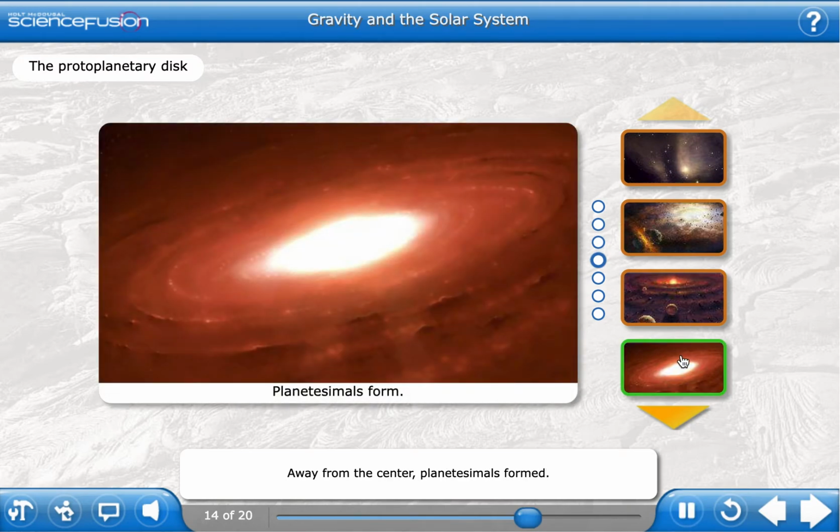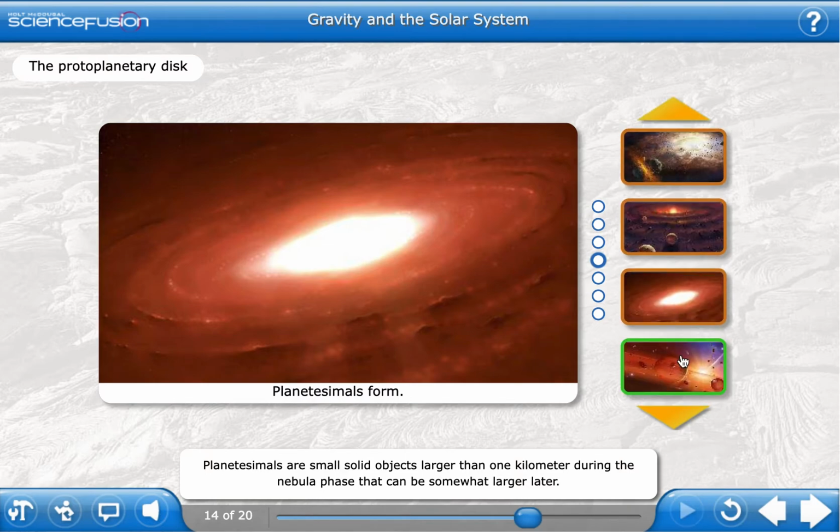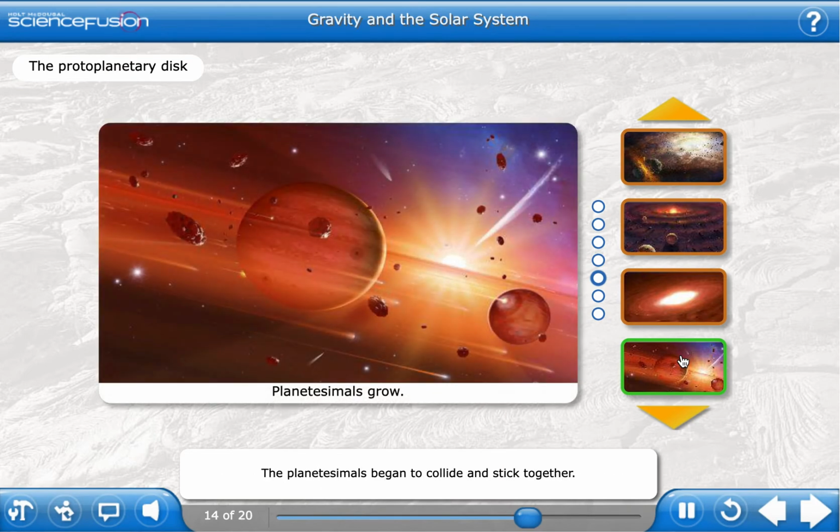Away from the center, planetesimals form. Planetesimals are small solid objects larger than 1 kilometer during the nebula phase that can be somewhat larger later. The planetesimals began to collide and stick together. As they grew larger, their own gravity attracted them into more collisions. They continued to grow.